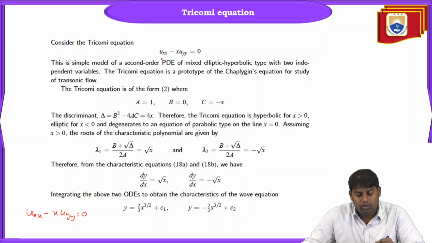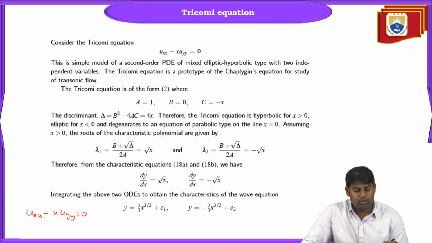Here we have u of xx minus x u of yy is equal to 0. So basically it's a mixed elliptic and hyperbolic type. So when the x value is non-zero, let's say a is equal to 1, b is equal to 0, c is equal to minus x, so it has come as hyperbolic. But when you take x is equal to 0, it has come as parabolic. When x is negative, it will come as elliptic.